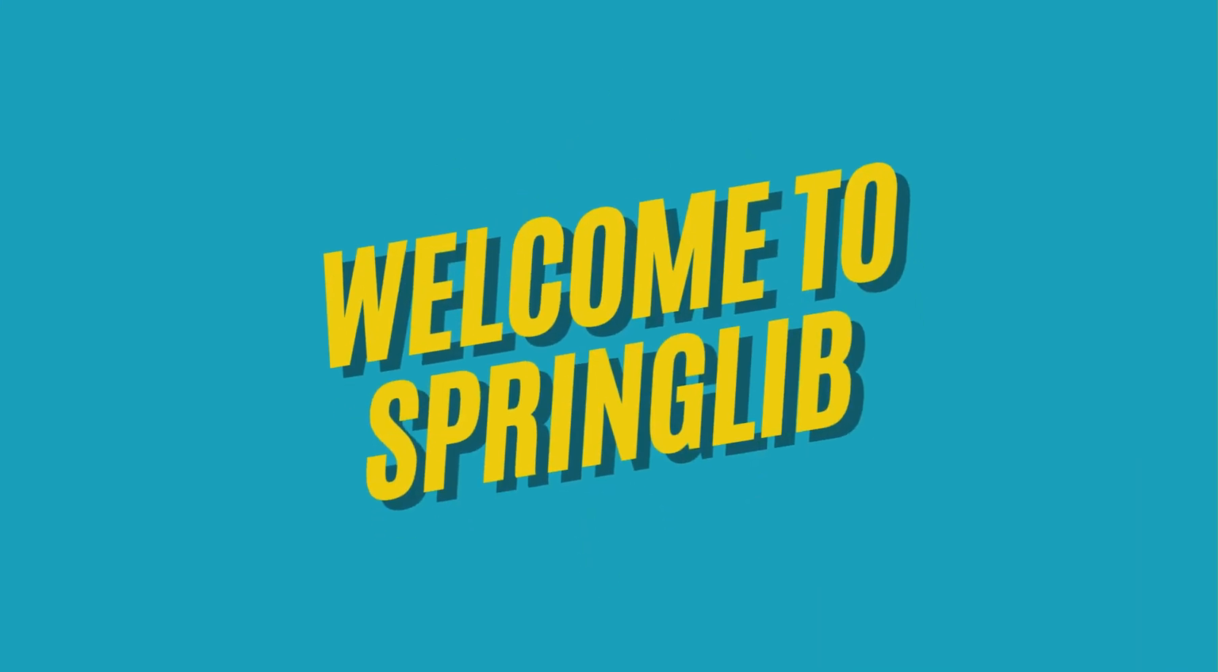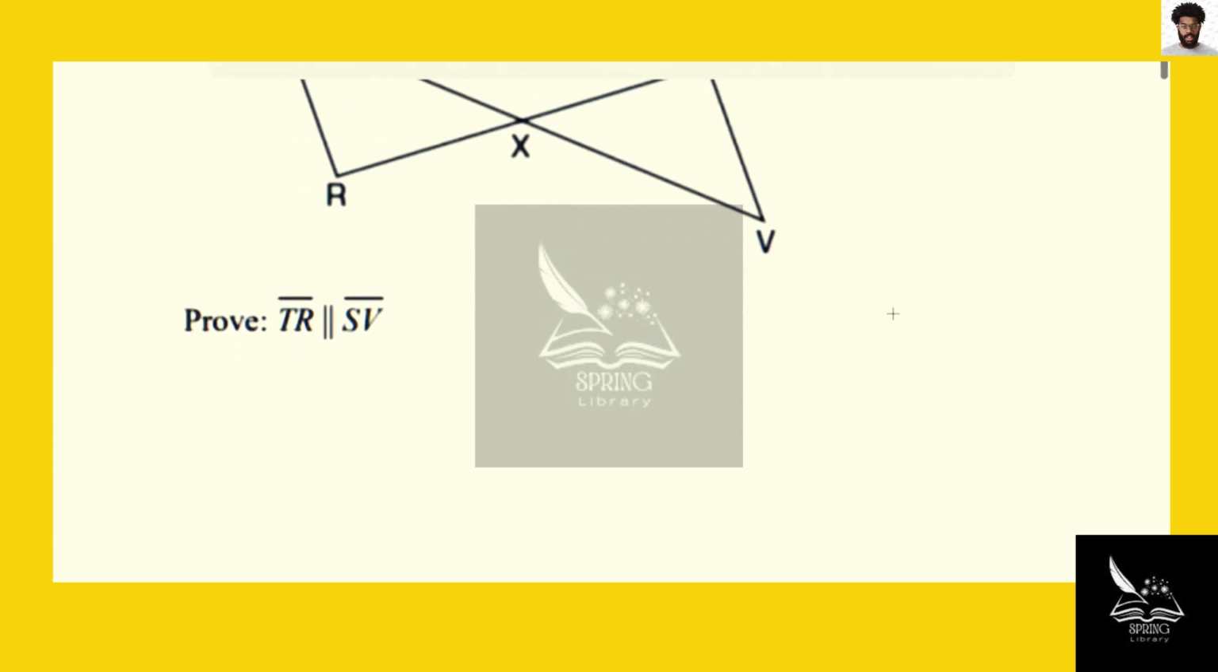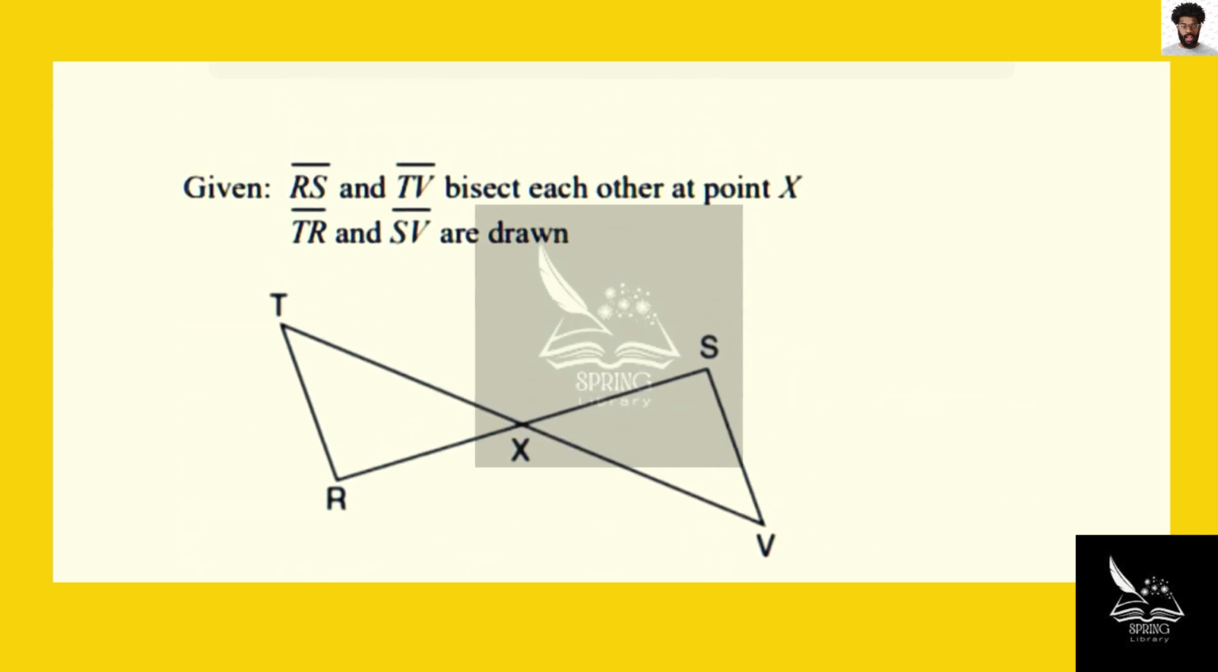Welcome to Spring LIB. I will provide a two-column proof here where you can prove a variety of ways, but in this case we're given that RS and TV bisect each other at point X.